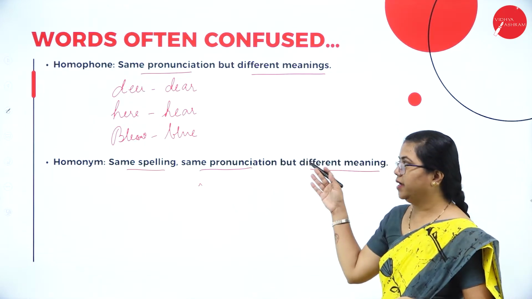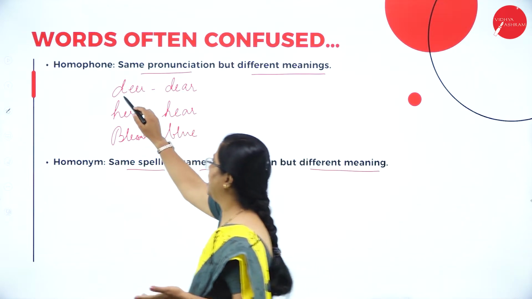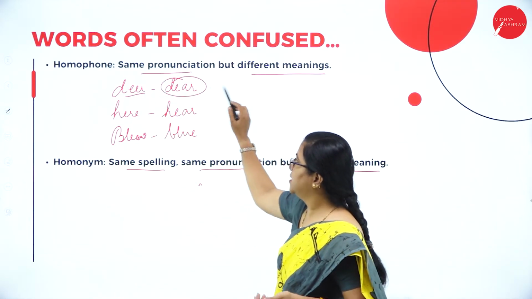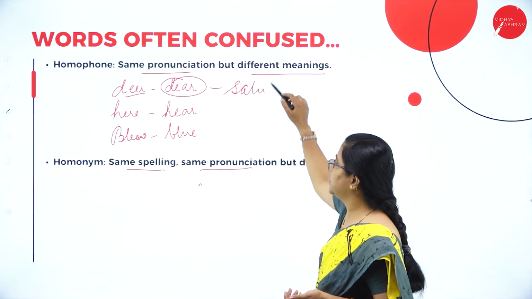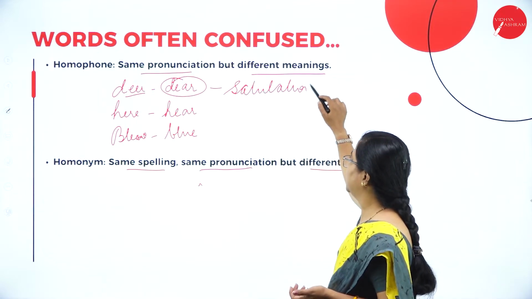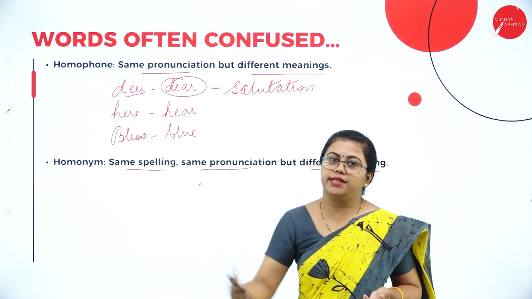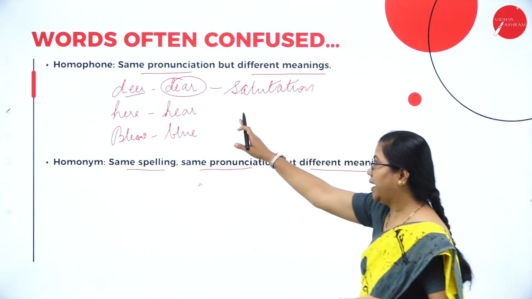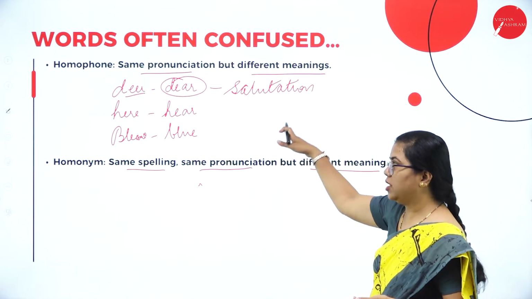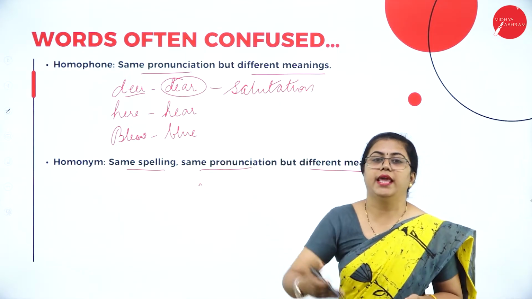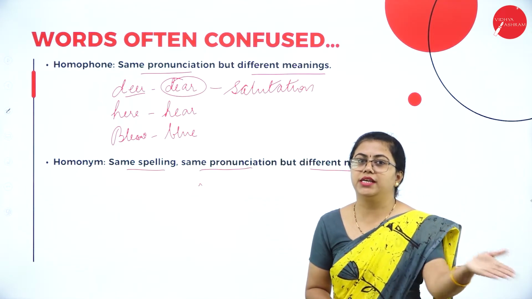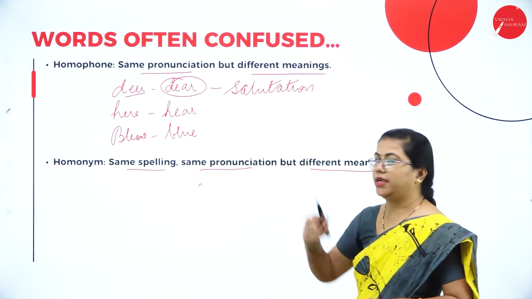Fine. Dear and deer. Where do you use this dear? This is the salutation that you use. What is salutation? How do you address a person? That is called a salutation. So dear you use to address somebody, to call somebody, whereas that deer is the name of an animal. Fine. The deer is in the forest.